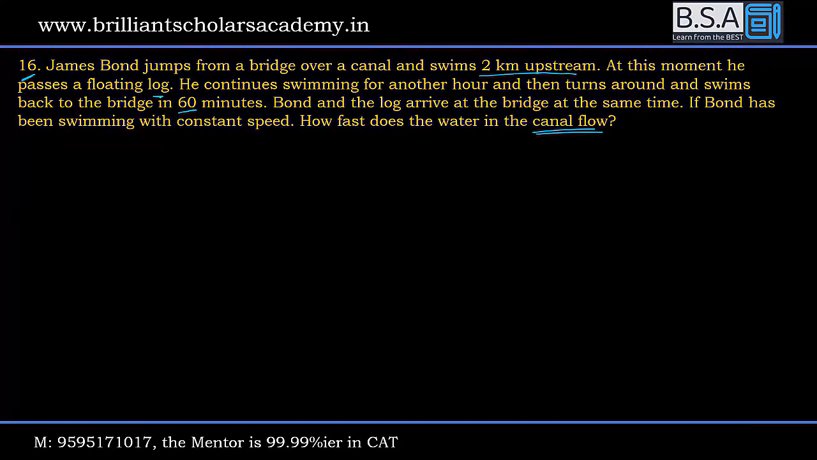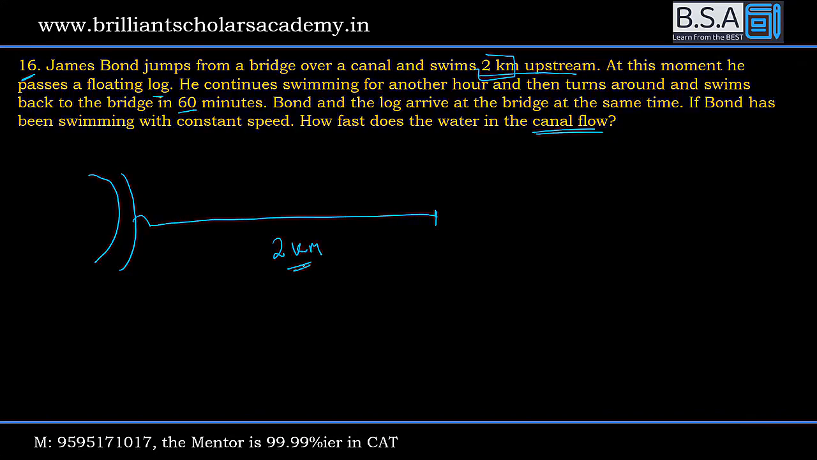So you need to observe this, you need to notice this. James Bond is standing on top of a bridge. There is a canal flowing under it. And he swims 2 kilometers upstream. He jumps in the canal, and then from there, he has already completed 2 kilometers. This is James Bond. At this point, he sees a floating log. Floating log means a piece of wood. A piece of wood he sees floating around this canal.